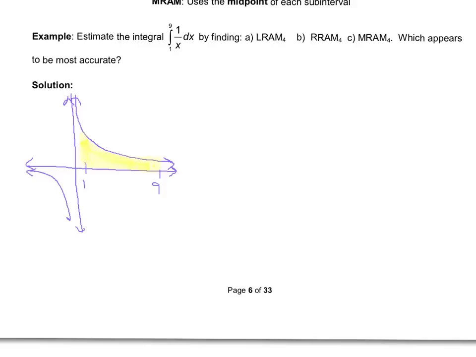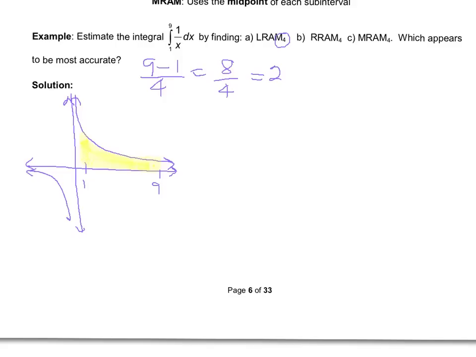And since all of these subintervals are fixed width, you can determine how wide each subinterval is going to be based off of how many intervals you're going to use. So if you look up here where it says LRAM 4, that's telling you how many subintervals you need. If you take 9 minus 1 and divide it by the number of subintervals, which is going to be 4, so you're trying to cover an x range of 8 using 4 subintervals, that's going to give you a width of 2. So that's where that comes from.